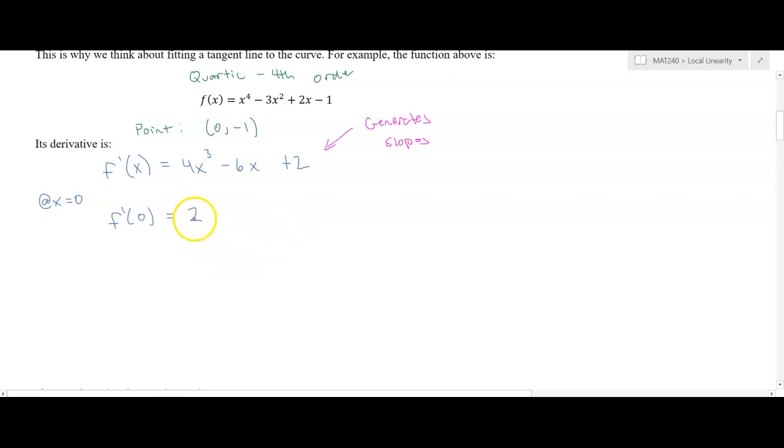And now that we have a slope and we want to fit a line to this, well, we know that a line takes on the shape given by y equals slope times x plus some vertical intercept.